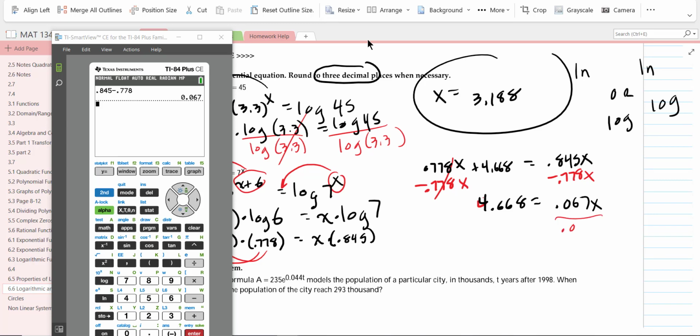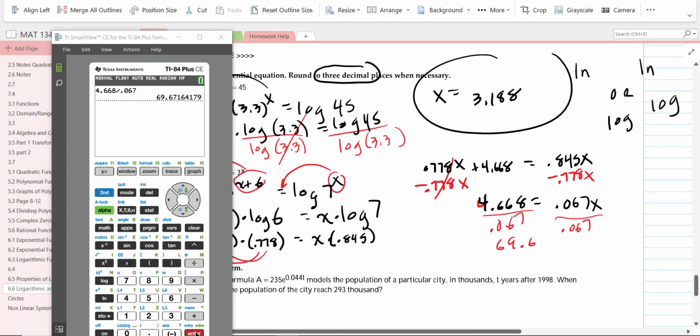Okay, then I'm going to divide by 0.067. Okay, and let's see what I get. So I got 4.668, and then divide by 0.067. That gets this. Okay, so I get, and I think, yeah, that's what I got when I did that before. So final answer is 69.672 is equal to x.